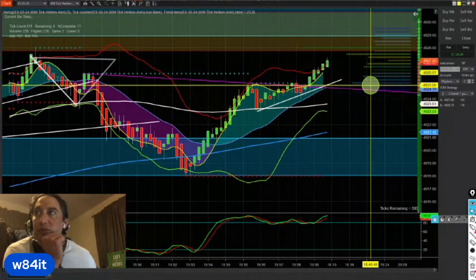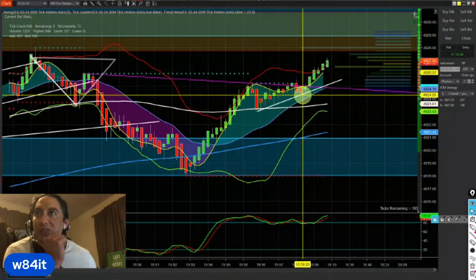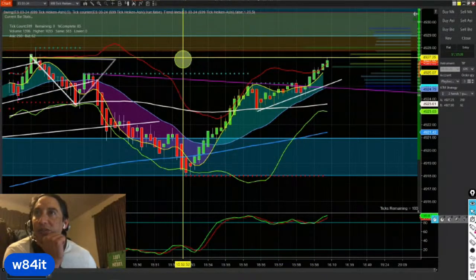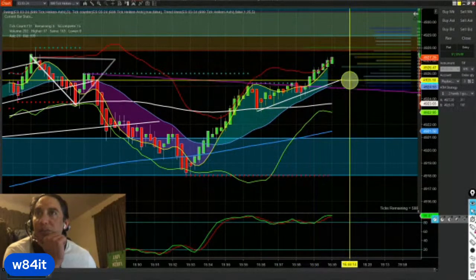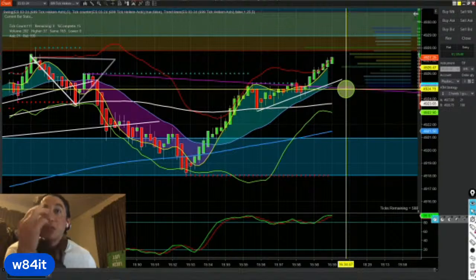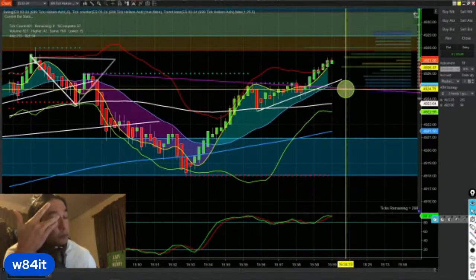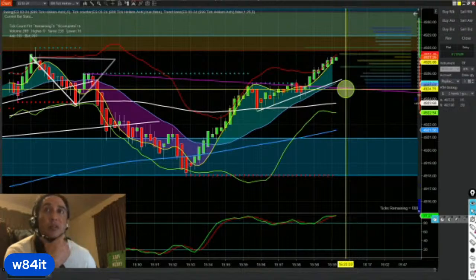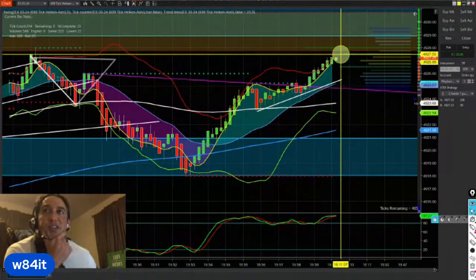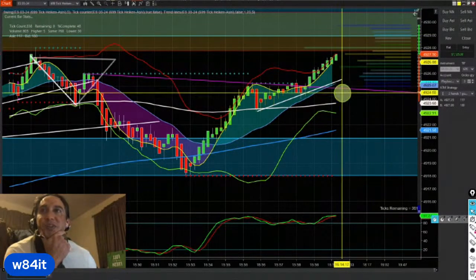Come on now. It's checking the initial response to this area right here, but I mean, it's good. We know it's good. Come on, come back down, check this. It's probably just going to run now and not come back down until later, and then it'll be way up here.